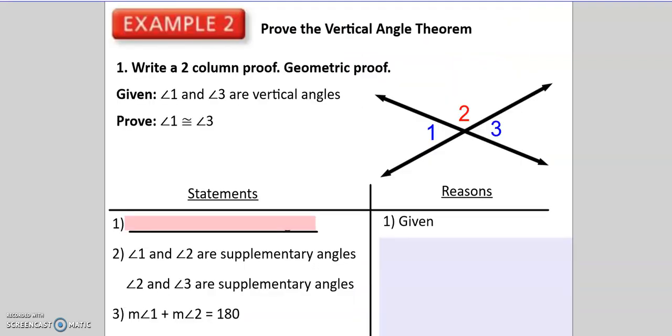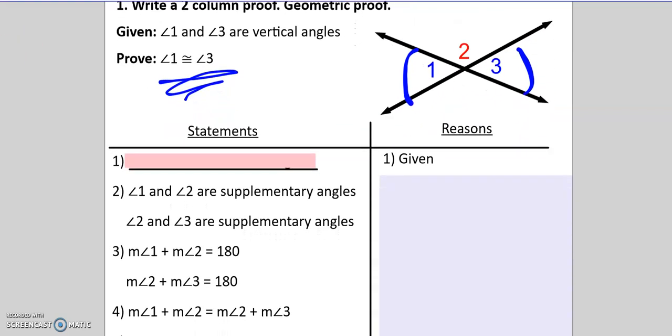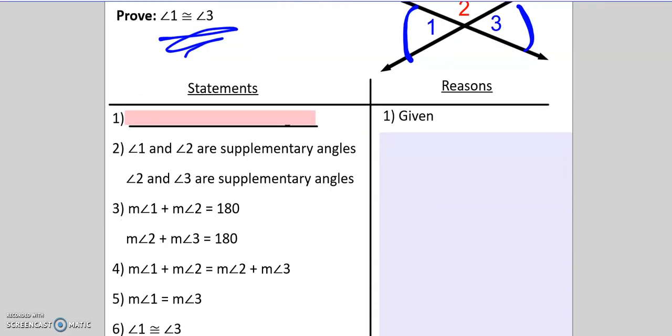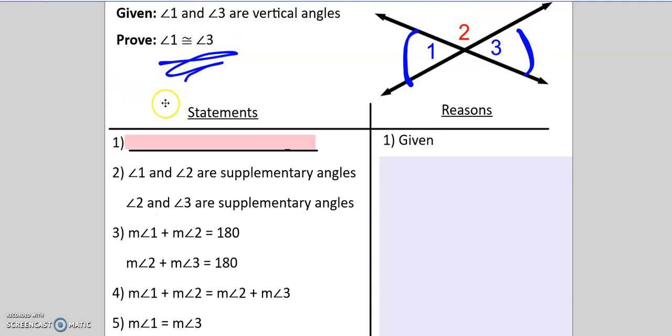So let's see, this next one says angle 1 and 3 are vertical angles, and we can see that's true. Prove that they are congruent. Okay, so we're going to prove that theorem. Remember, we can't use a theorem in a proof to prove it. We have to use other definitions. So let's look at what we have. Remember, we always start with our given. Our given told us that angle 1 and angle 3 are vertical angles. So that's our first statement.